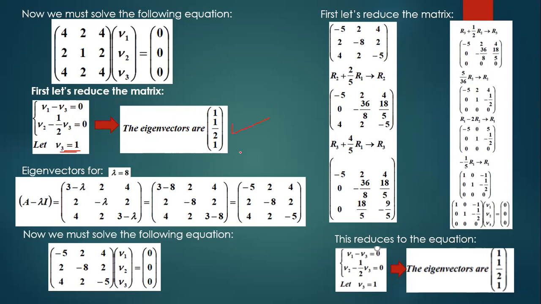This is the equation. Again, for lambda 8, these are the eigenvectors actually. The eigenvectors are 1, 1 over 2, and 1. The eigenvector for lambda equal to 8 is obtained by substituting 8 instead of lambda, which gives minus 5, minus 8, and minus 5. So this is the A minus lambda I. So this is the vector form, and then these are the eigenvectors.